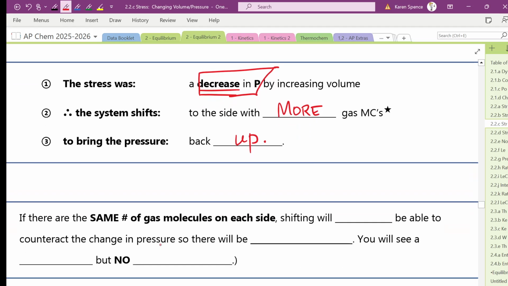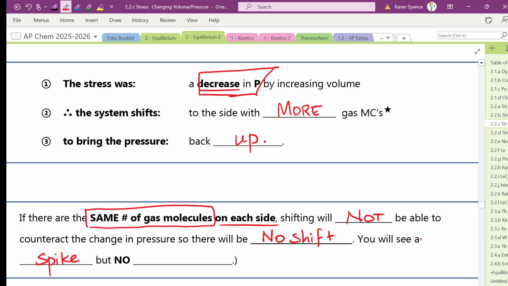If there are the same number of gas molecules on each side, then shifting will not be able to counteract the change in pressure. The pressure will stay the same regardless of whether you shift or not. So there will be no shift. So you will see a spike. Actually, we should say you will see spikes. But no shift.